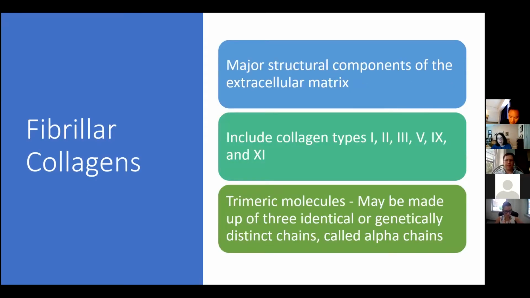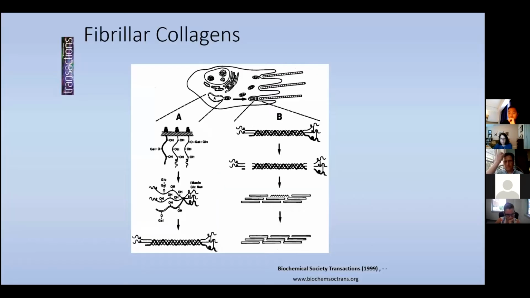So just a brief review on the fibrillar collagens. These are the major structural components of the extracellular matrix, and they include collagens types 1, 2, 3, 5, 9, and 11. And the fibrillar collagens are trimeric molecules that may be made up of 3 identical or genetically distinct chains, which we call the alpha chains.